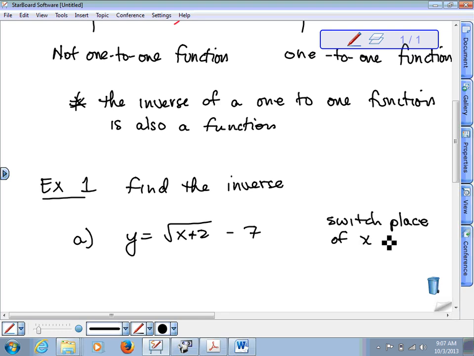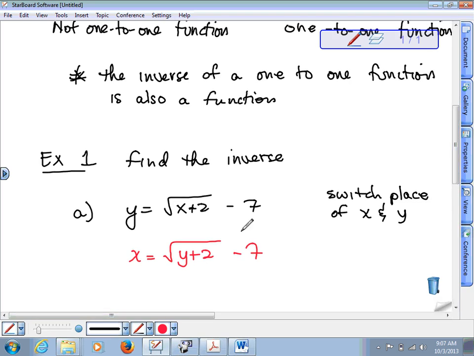We switch the place of x and y. So to do that, we're going to have x equals the square root of y plus 2, minus 7. Now what do we do? Is that all? Is this the inverse? Are we done? So let's add another set of directions. We switch the place of x and y, but then we have to solve. Now we have to solve for y.